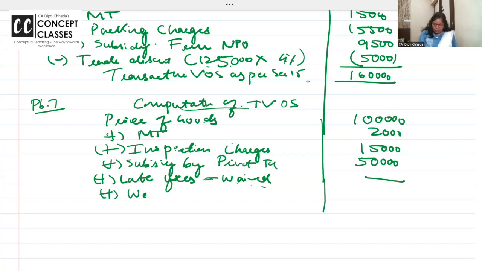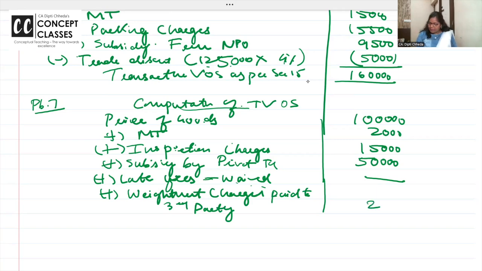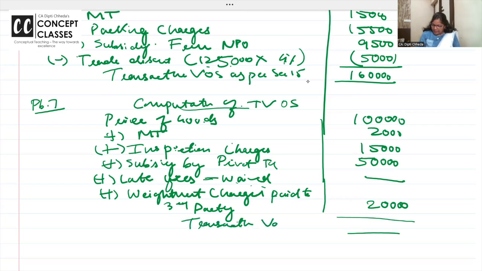And now, weighing charges, weighment charges paid to a third party on behalf of the supplier. You have paid weighing charges. Why have I not included late fees here? Because it's waived off. And subsidy, if received from a private trust, has to be a part of the transaction value. Had it been central or state government, we would have deducted. That's all. What is the transaction value as per section 15 of the CGST Act?